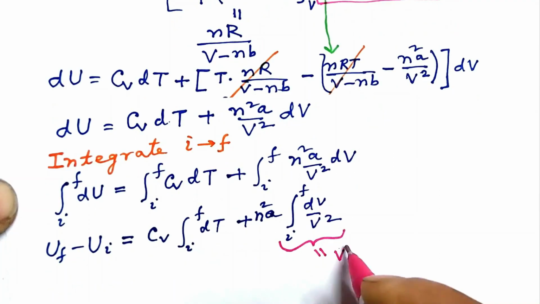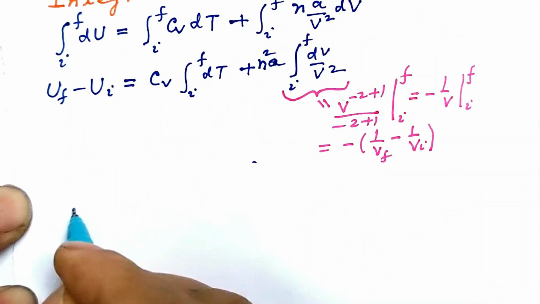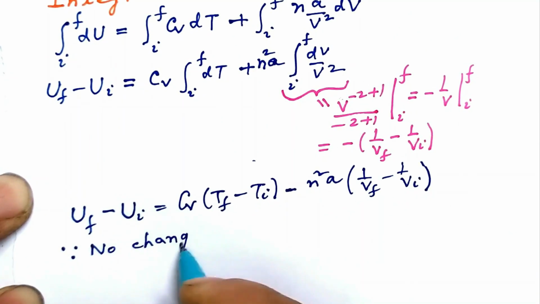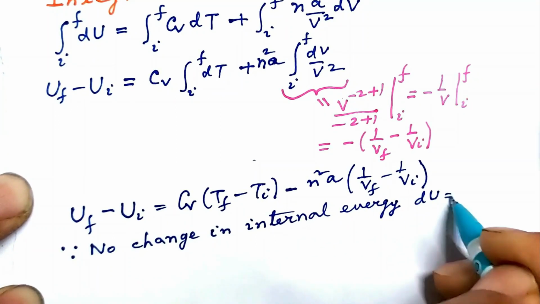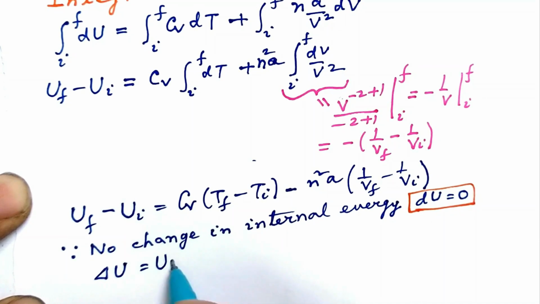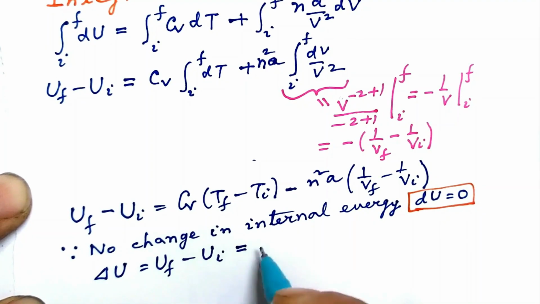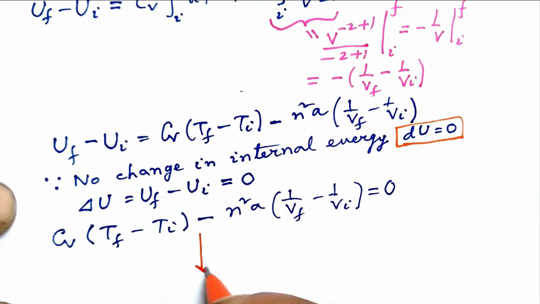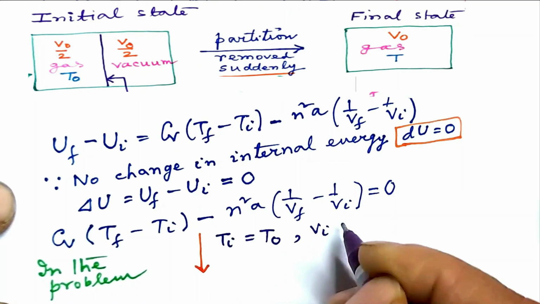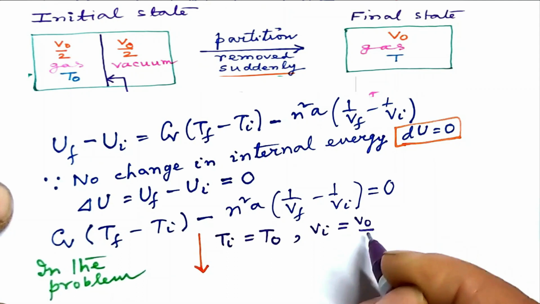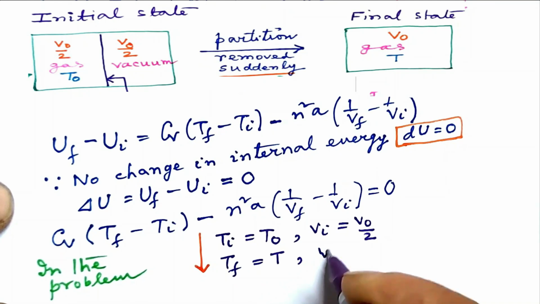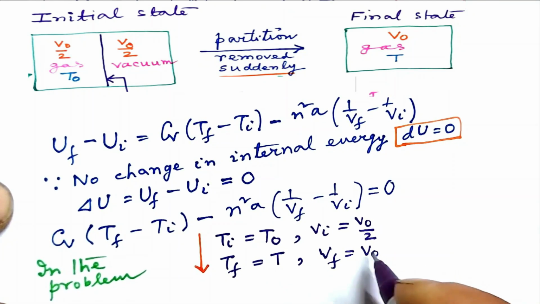This integration yields UF minus UI gives, since there is no change in internal energy, du equal to 0. For this finite process, delta U equal to UF minus UI equal to 0. This gives, in this problem, initial temperature Ti equal to T0 and initial volume Vi is V0 by 2. The final temperature Tf is T, say, while final volume is Vf equal to V0.